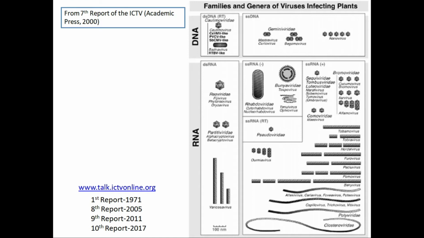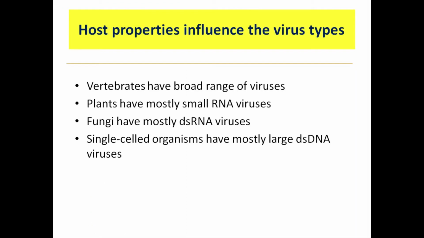And the minus sense RNA does not act as mRNA directly when it gets into the host cell. In fact, from this minus sense RNA, plus sense RNAs are formed, and from there we get proteins synthesized, which are required for the virus. So this diagram speaks a lot about plant viruses. We'll get to know about all these in our subsequent topics, and also a part of it in this lecture. So host properties influence the virus types.